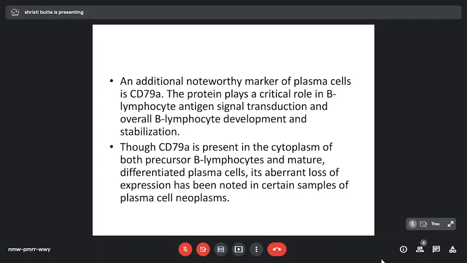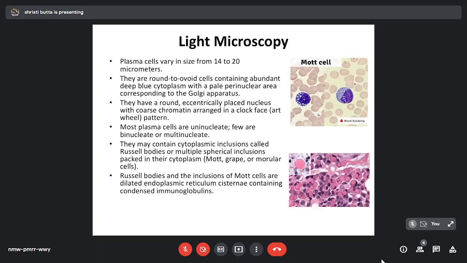Coming to the light microscopy, plasma cells vary in size from 14 to 20 micrometer. They are round to ovoid cells with an eccentric nucleus and a pale perinuclear area, which is nothing but the Golgi apparatus. It is further important to note that there are several other forms, like the Mott cells. We also have the Russell bodies here. The Mott cells and the Russell bodies are nothing but the dilated endoplasmic reticulum cistern containing condensed immunoglobulins, right?